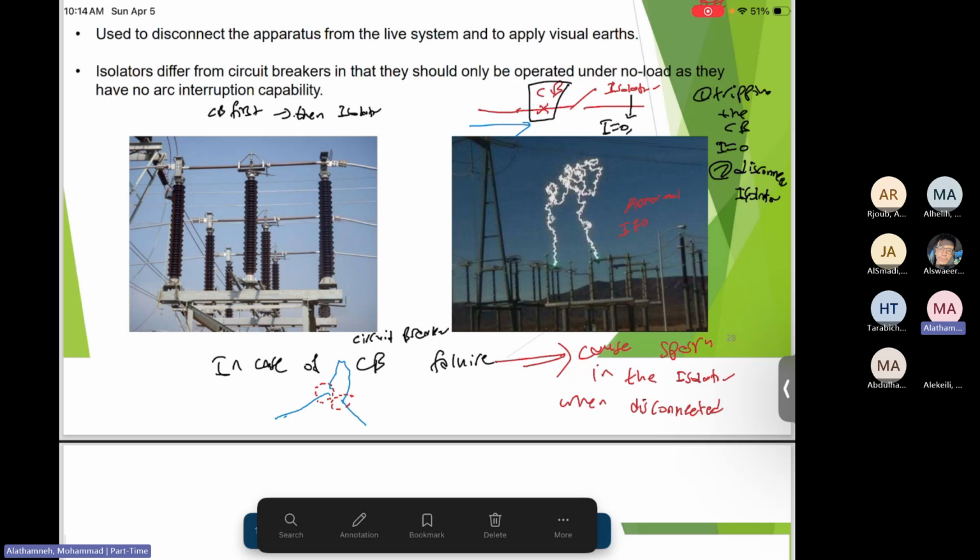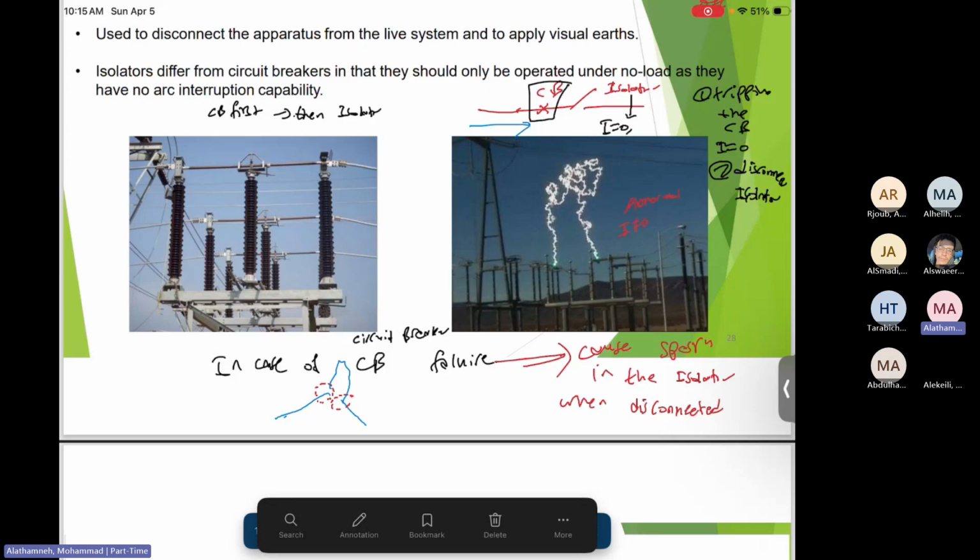The circuit breaker will be disconnected in case there is a power outage, or, for example, if there is a fault, like overcurrents, line-to-line faults, or line-to-ground faults, whatever faults, the circuit breaker will trip automatically. While the isolators, when we do maintenance in the power lines, we need to disconnect the isolators. So the first thing is to disconnect the circuit breakers.